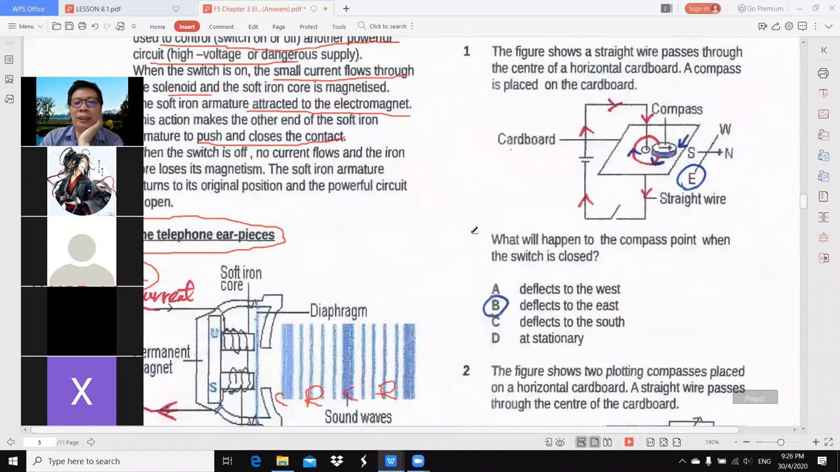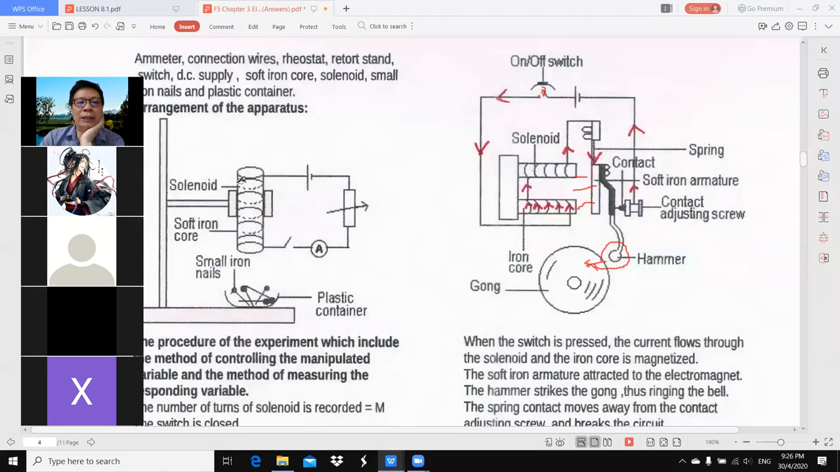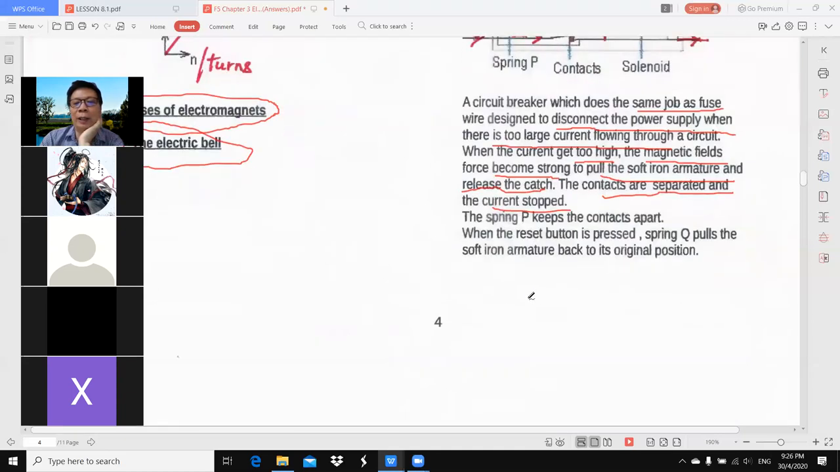There's one experiment we discussed already, right? This one here. We use a solenoid to make this one become a magnet, right? To attract this iron nail, correct or not? So now they ask how to make this electromagnet stronger. Are the questions like that now? Okay, now go back to the question.